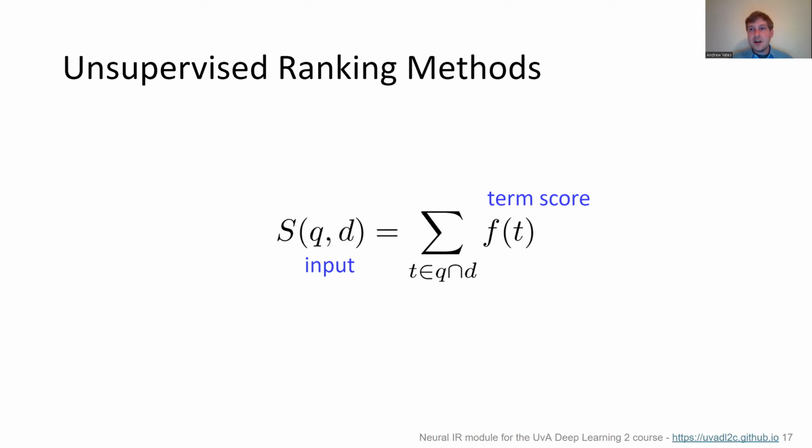So to start with, when I talk about an unsupervised ranking method, we have some scoring function. This takes a query and a document as input, and then it computes a term score, some function of each term that occurs in both the query and the document. If a term doesn't occur in both the query and document, in this setting, we ignore it. This is, as I mentioned, one of the advantages of neural approaches, that we no longer have to ignore these terms.